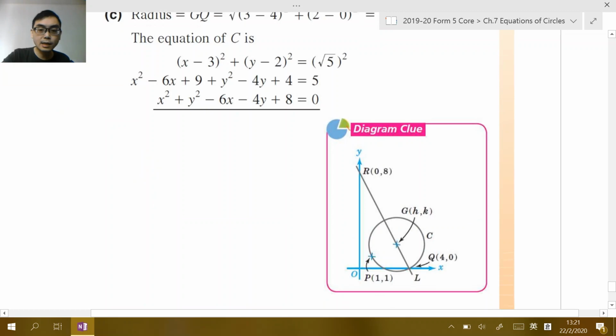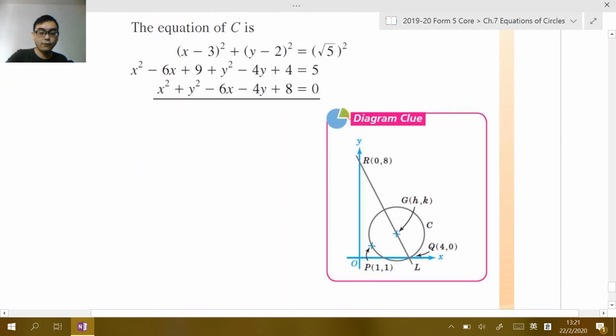So you can see that actually the figure of this question would be something like this. So you can see it now, you will have the 2 points given. First of all, P and Q are (1, 1) and (4, 0), and then you have another point R, (0, 8), and between QR you have the line L, and the center is somewhere in between the Q and R, but may not be exactly in the middle. For example here, then you can see the circle is something like this.